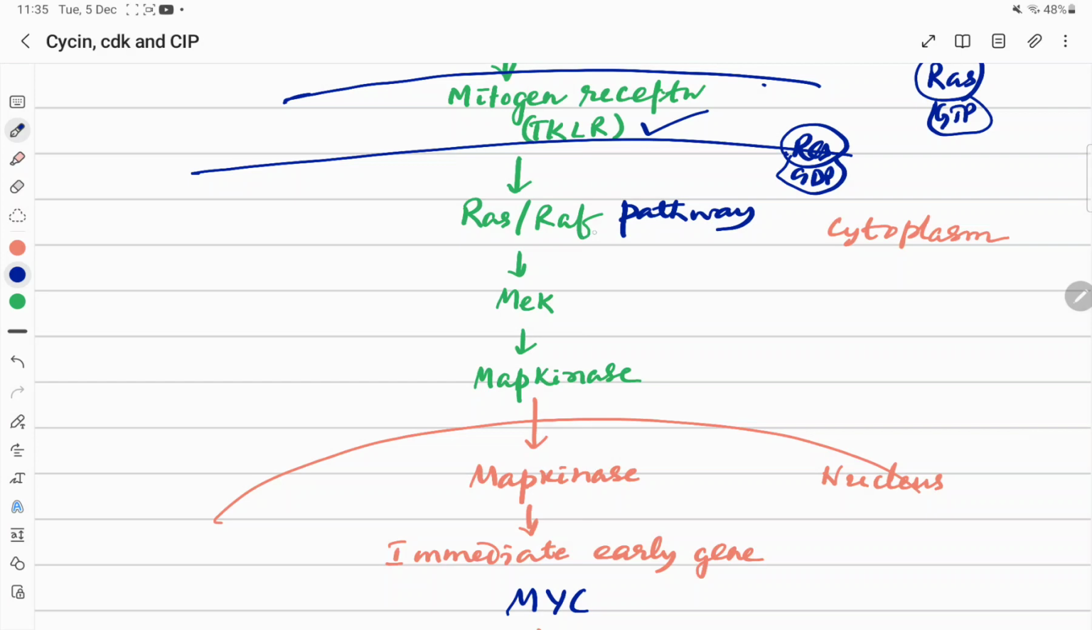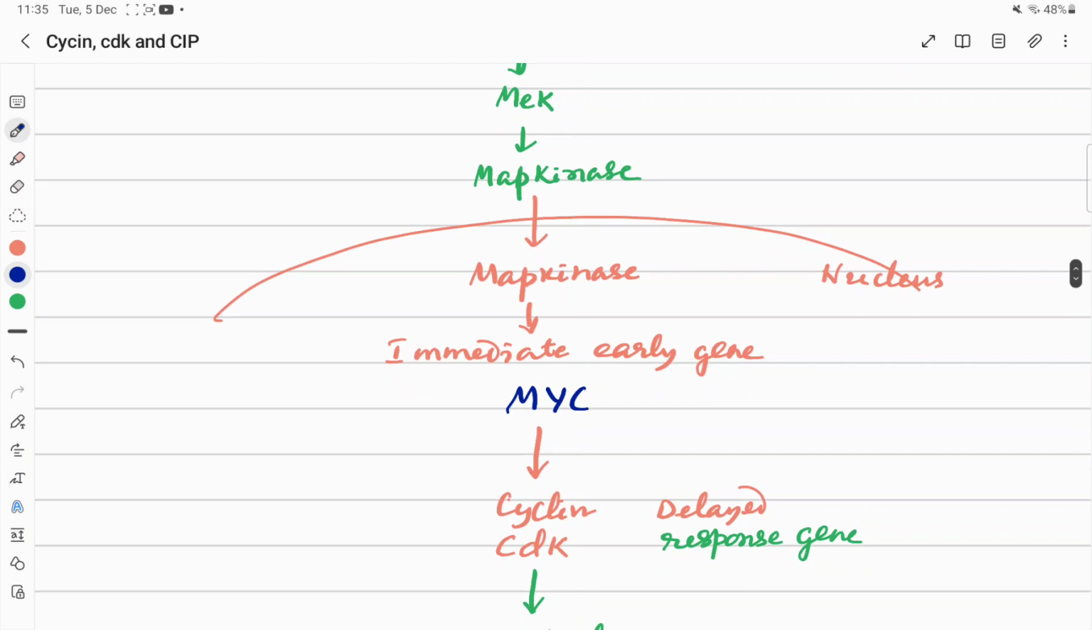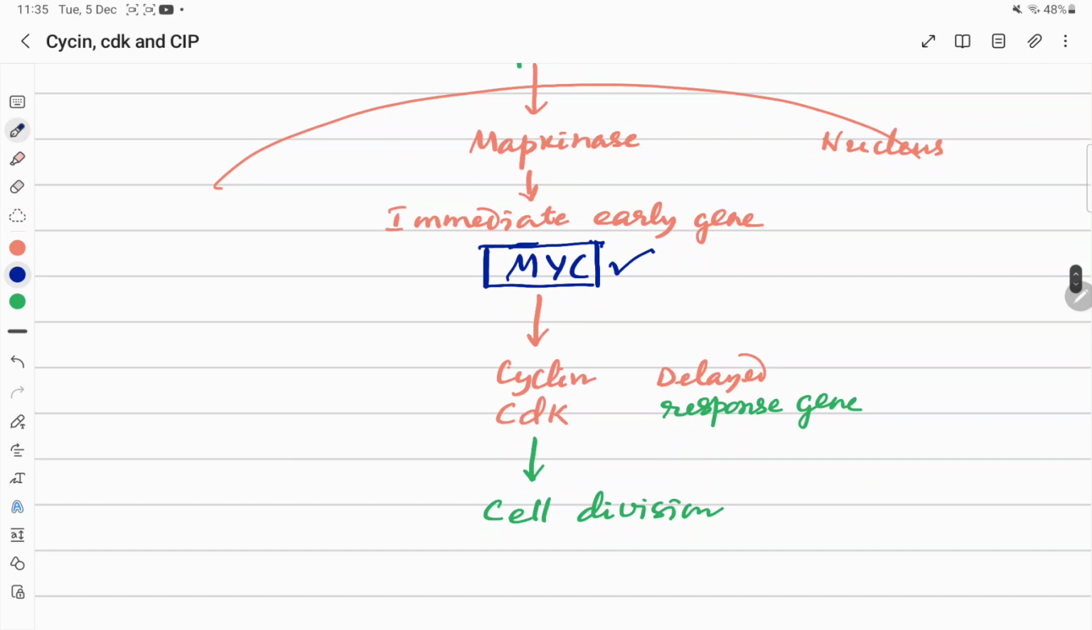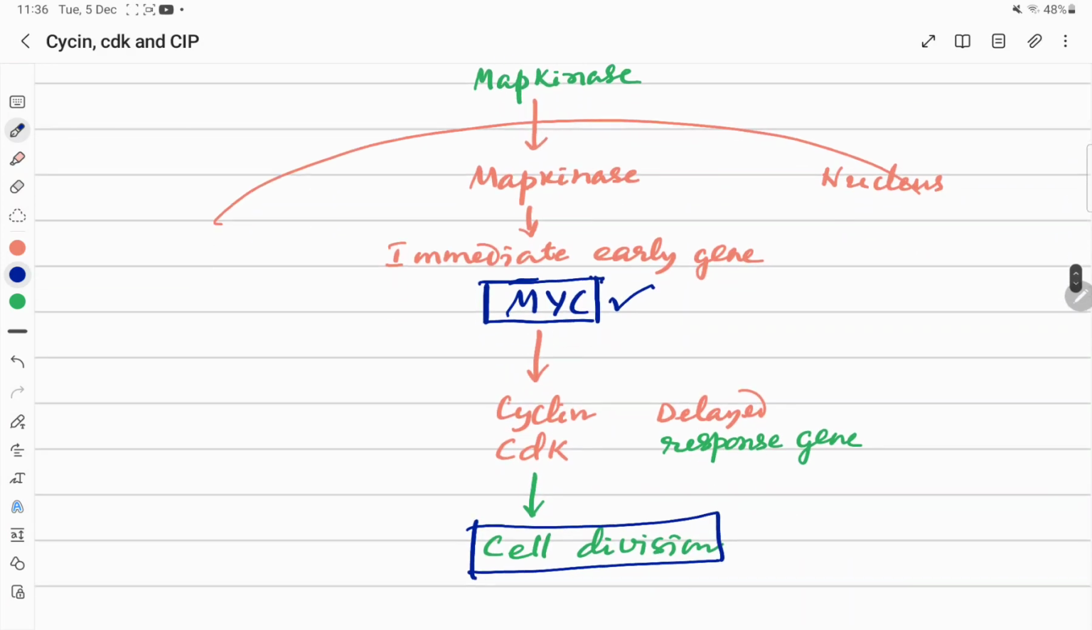Then that will activate the RAS GTP, which will activate the RAF. RAF will activate MAP kinase. MAP kinase now enters into the nucleus, and it will help in transcription of the immediate early genes like MYC, and this MYC will then induce the transcription of delayed response genes like cyclin and cyclin dependent kinases, which help in cell division. So in this way, mitogen acts as a stimuli for cell division.